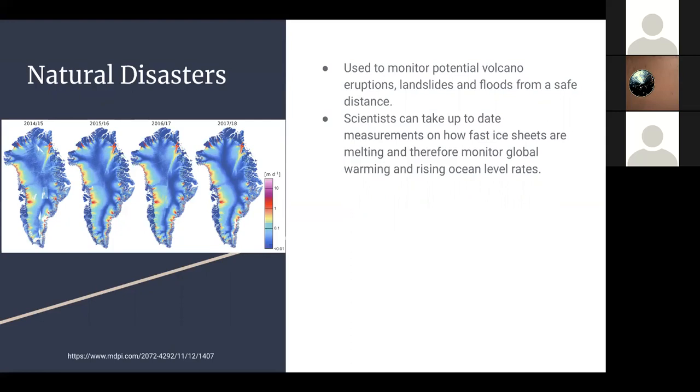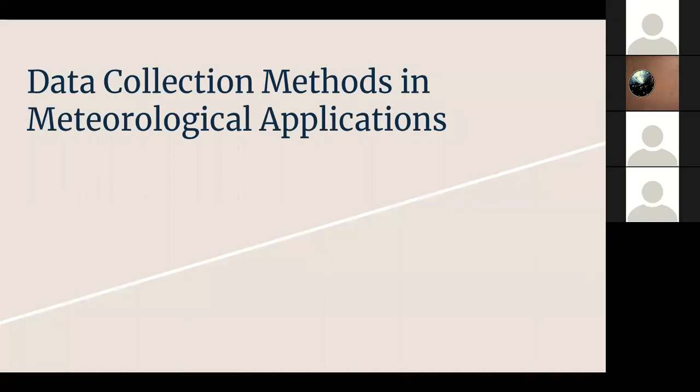Some other applications not fully discussed in this presentation include land use mapping and natural resource exploration. In this section, we will see how remote sensing data is collected and used to predict the Earth's weather.